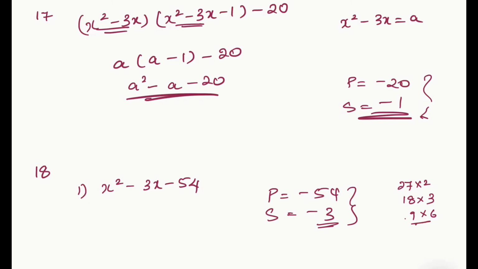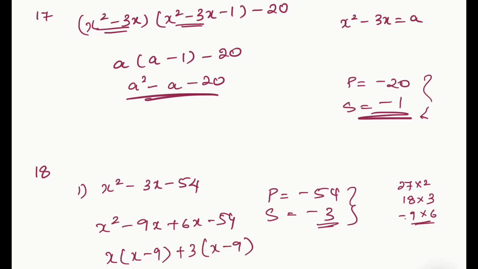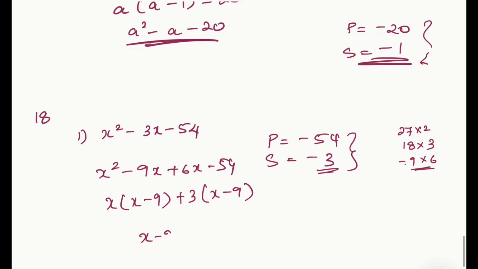9 and 6. So minus 9 and 6. If I add, I get minus 3. If I multiply, I can factorize. So let me do that. x square minus 9x plus 6x minus 54. So x is common here. x minus 9 plus 3 is common here. x minus 9. So I get x minus 9 into x plus 3.